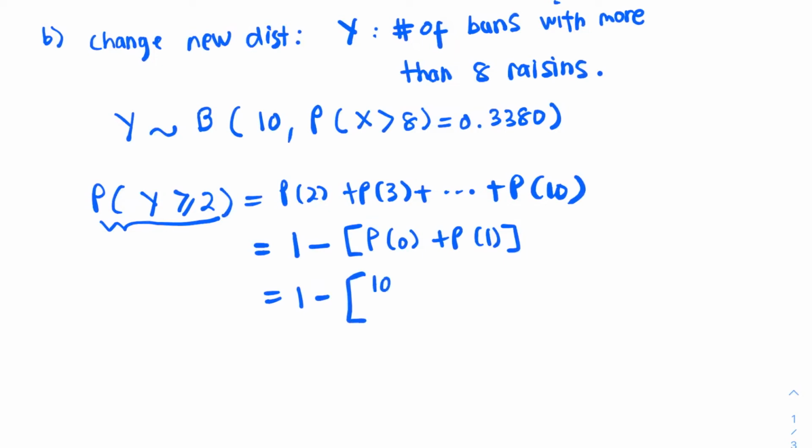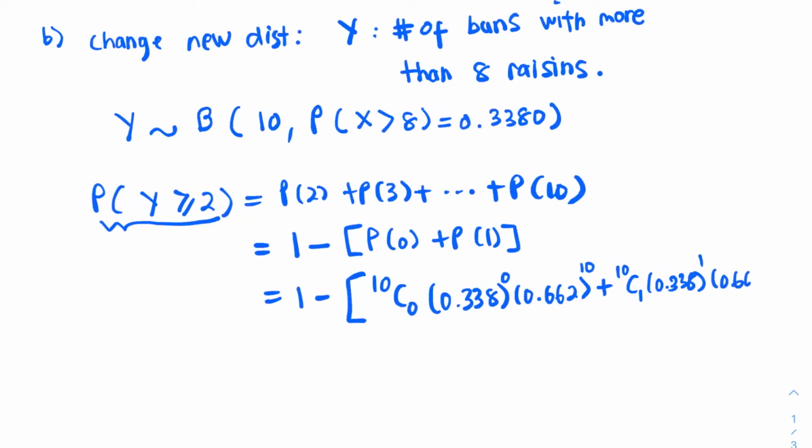Then substitute into the formula: 10 choose 0, your success 0.338 power 0, then failure q would be 0.662, because 1 minus 0.338 is 0.662, power 10, plus 10 choose 1, 0.338 power of 1, 0.662 power 9. Calculate, and you're going to get your answer, 0.9013. Okay, that is your final answer.